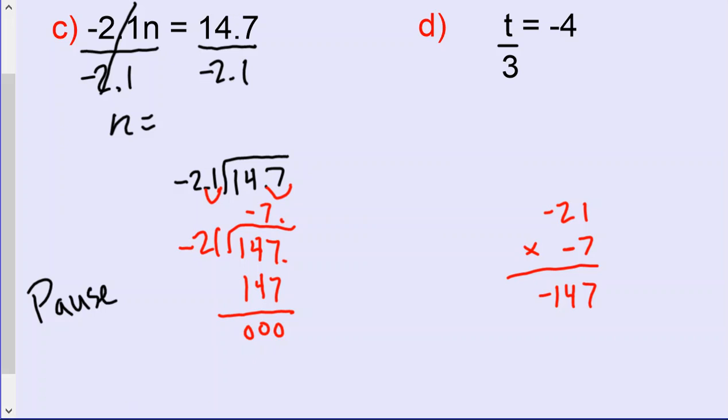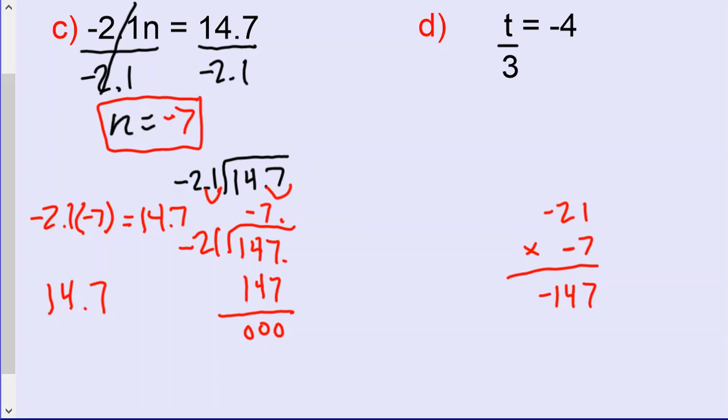So after we do the division, we would say that n is equal to negative 7. If we plug that back into our answer, negative 2.1 times negative 7 equals 14.7. And a negative times a negative will give us a positive. So negative 7 times negative 2 would be 14. And negative 7 times 0.1 would be 0.7. So our answer is true. N is equal to negative 7.